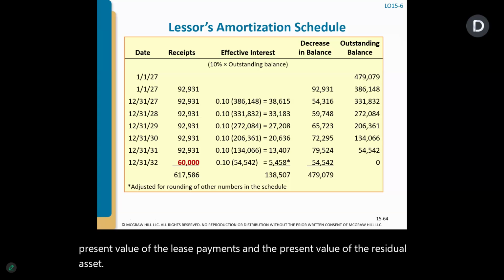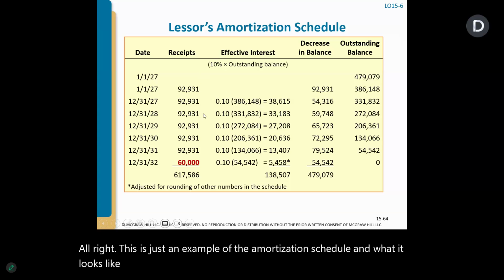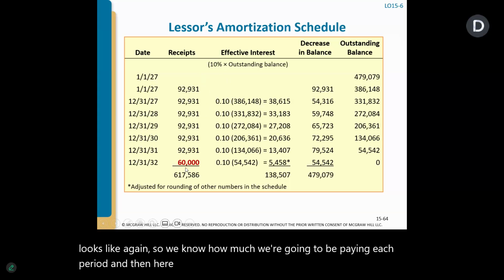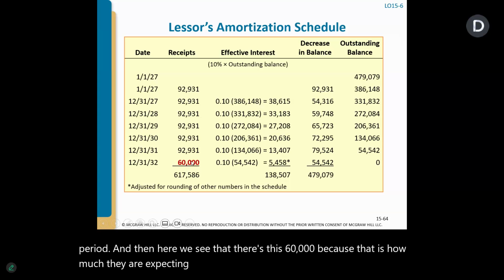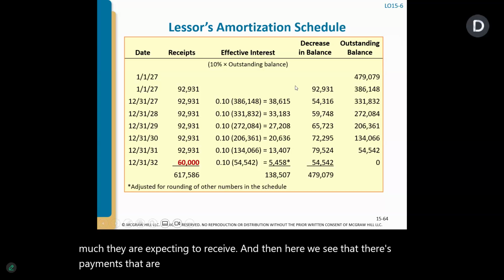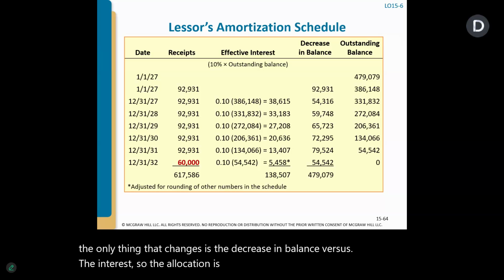All right, this is just an example of the amortization schedule and what it looks like again, so we know how much we're going to be paying each period. And then here we see that there's this 60,000 because that is how much they are expecting to receive. And then here we see that there are payments that are going to be made each year. And as we mentioned earlier, the only thing that changes is the decrease in balance versus the interest. So the allocation is essentially what is changed.